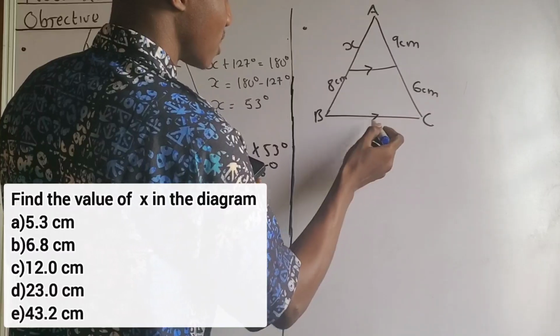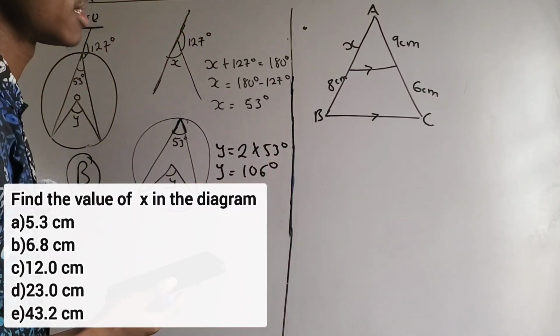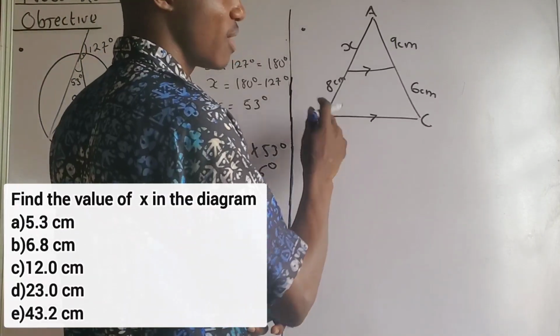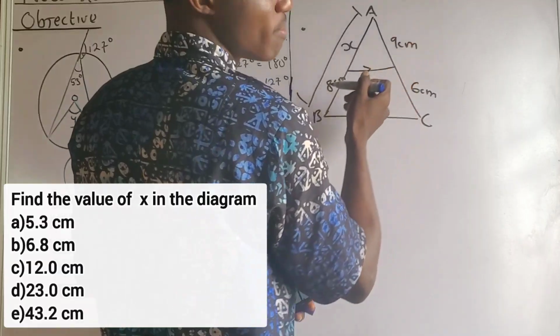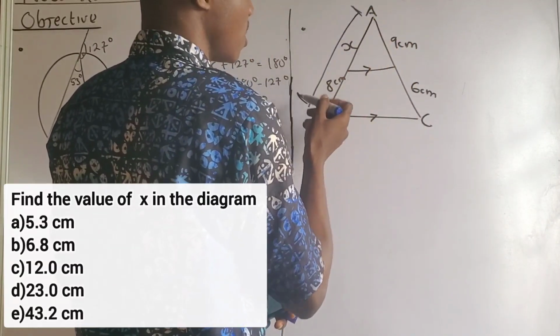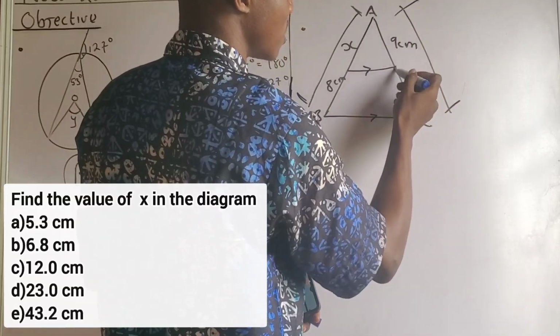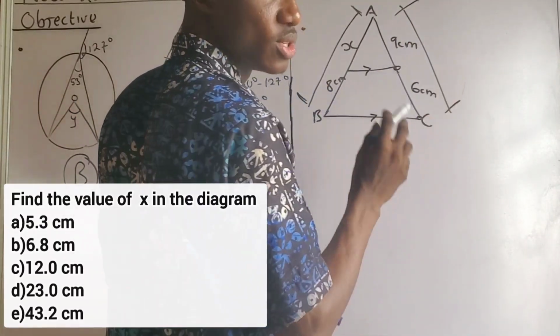Why this line and this line are parallel to each other. Now, please pay attention. You've learned similar triangles, right? So to get the value of x, the sum of this length all over this length must be equal to the sum of this length all over this length. Are you getting it? Let's do it step by step.